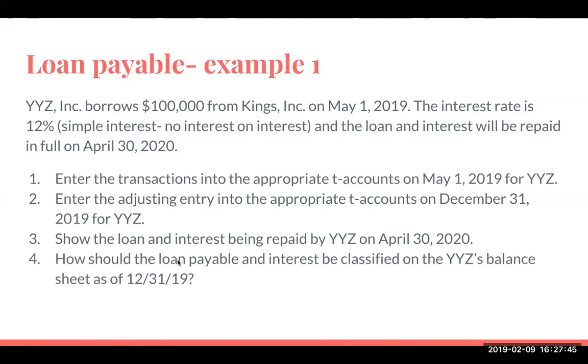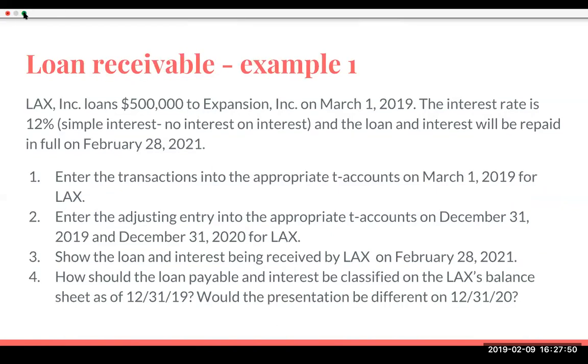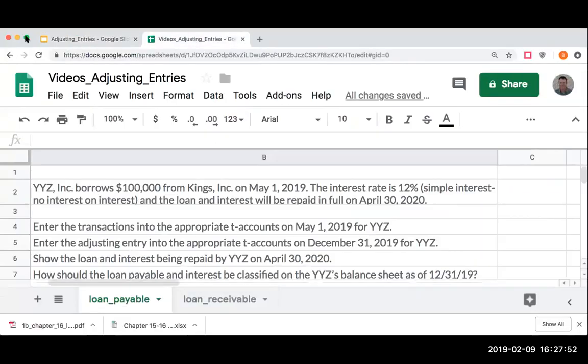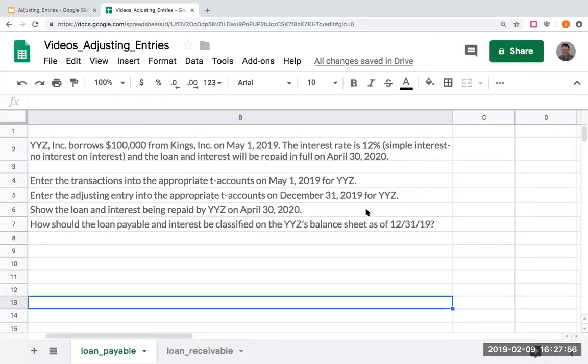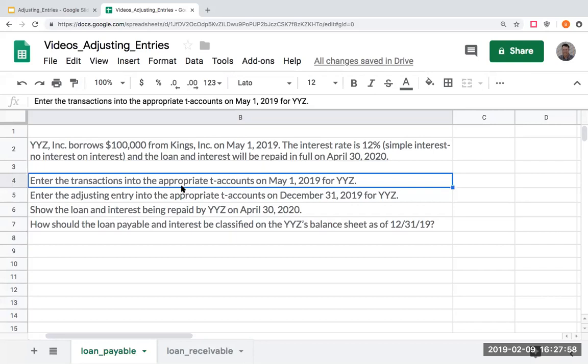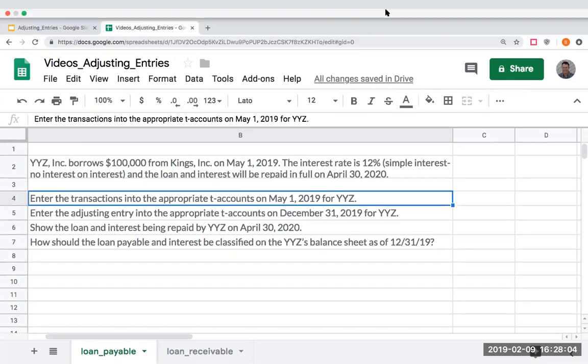So here's what we're being asked to do, and I'm going to switch us over to the Google Sheet. Thank you, Google Sheet, for making our lives much easier. Okay, so we're going to enter the transactions into the appropriate T accounts on May 1st, 2019 for YYZ.